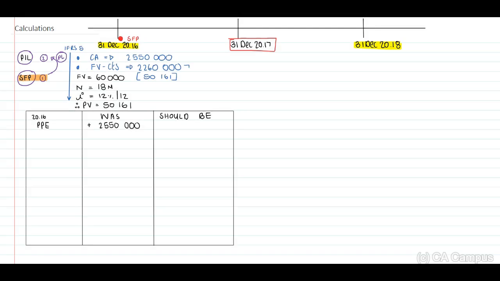And my fair value less cost to sell will be an amount of 2209,839. Now this is my non-current asset held for sale. Therefore, when you look at 20.16, there should have been a line item, non-current asset held for sale, to the value of 2209,839.